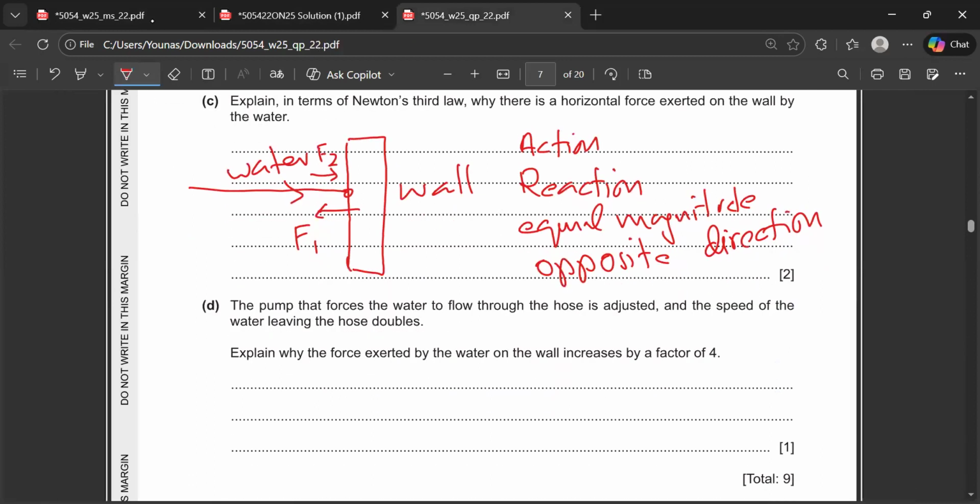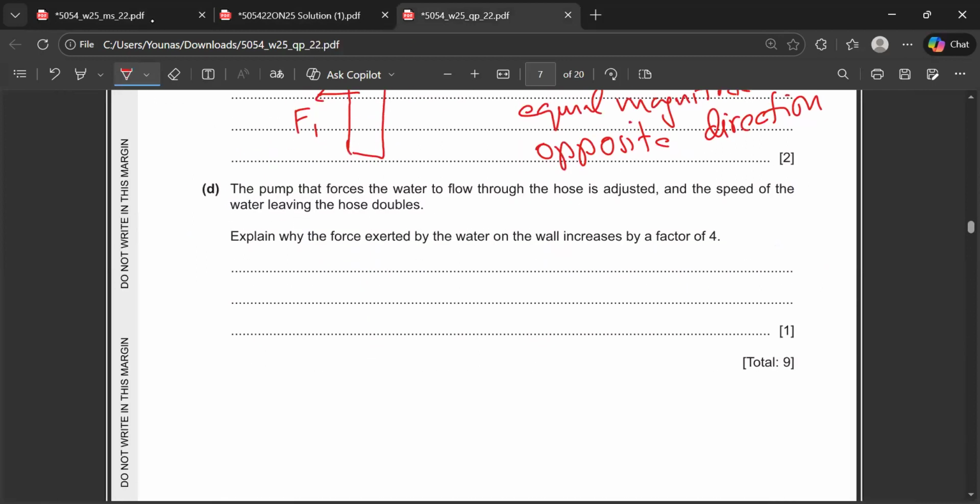Okay, sir. So now we are on question number 3, and it's the D part. He says the pump that forces the water to flow through the hose is adjusted, and the speed of the water leaving the hose doubles. Now, if the initial speed was v, now the speed is 2v. If the initial mass was m, now because the speed has doubled, the mass will also become double. Explain why the force exerted by the water on the wall increases by a factor.